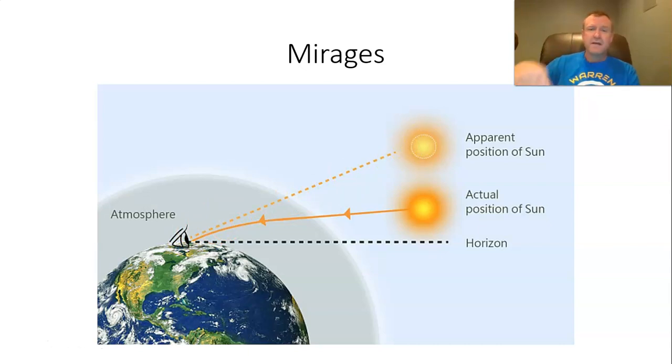So at a sunset, the last little bit of sun that you see right before it goes below the horizon, that's actually already below the horizon. You shouldn't be able to see that if there weren't that refraction. And you shouldn't be able to see it because Earth is round.